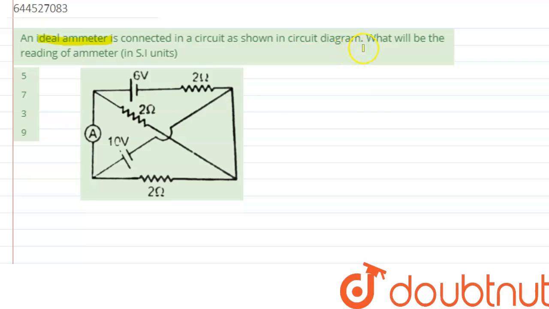Hi everyone, so we are given a question which says an ideal ammeter is connected in the circuit as shown in the diagram. What will be the reading of the ammeter in SI unit? So we need to calculate the reading of this ammeter.